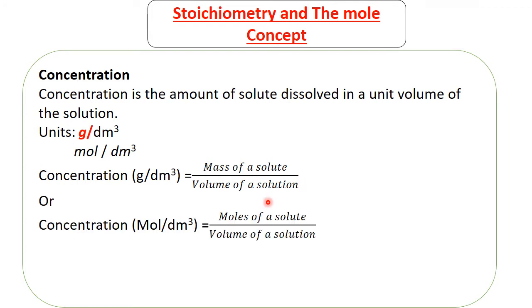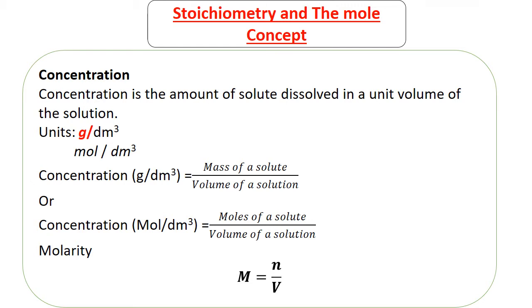Then the other one, which is of course the one that involves moles per decimeter cubed, is moles of a solute over volume of a solution. This second one is called molarity. The formula for molarity is usually written like this: n over V. So the units are moles per decimeter cubed, but sometimes they use just a big M to show the molarity of a solution.